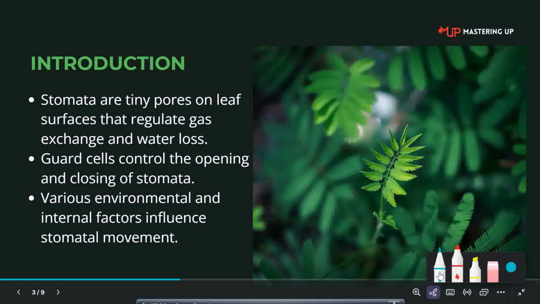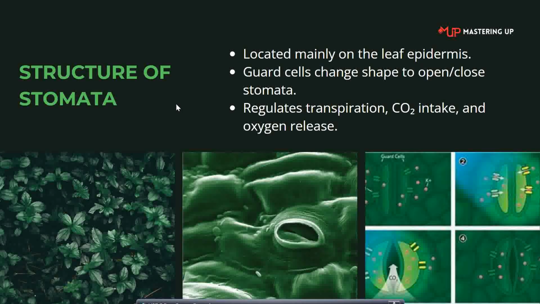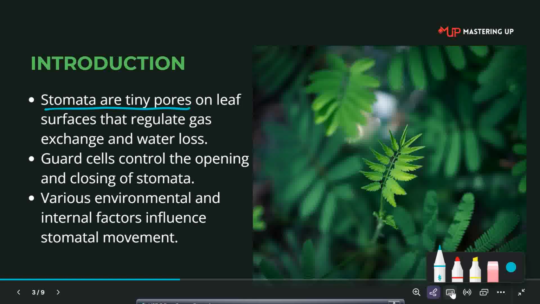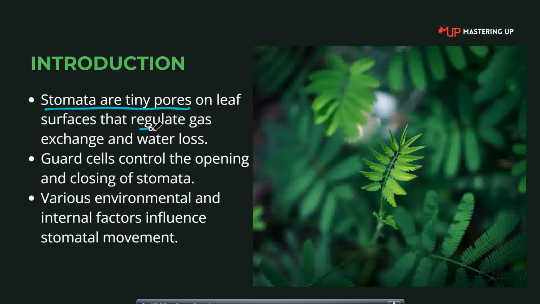Okay. So first of all, what is stomata? I think many of us already know what stomata are. Stomata are tiny pores present on the surface of the leaf. Their major function includes regulating gas exchange and water loss. So they regulate the water transport and gas exchange. From here we can get an idea that the presence of gas and the presence of water can affect the opening and closing of the stomata.